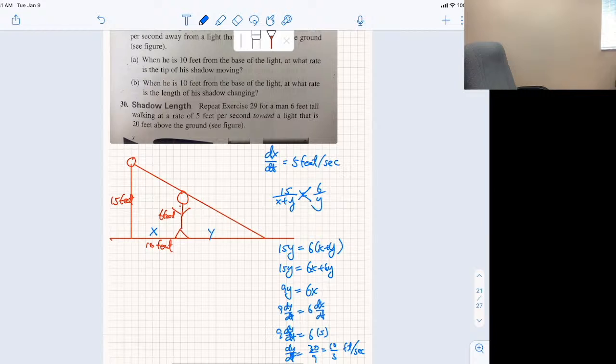AJ? Yeah, I think it's gonna be the tip of the shadow because if he's moving, it's gonna be. Well, it'd be negative actually because if he's. Wait, oh no, I'm confusing myself now. Let me think. Somebody else talk.